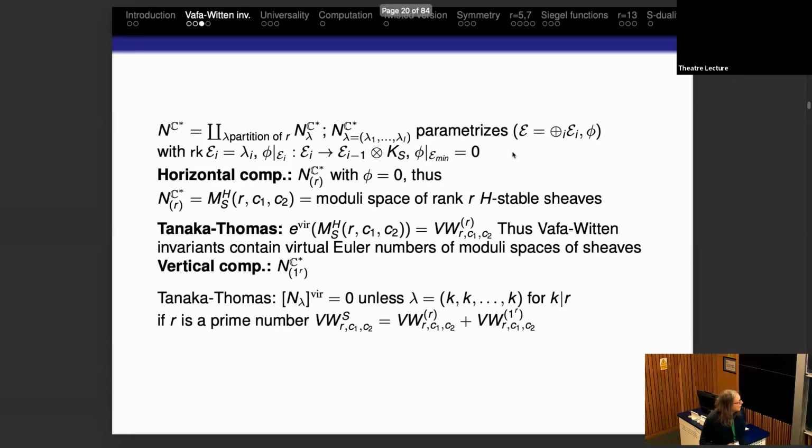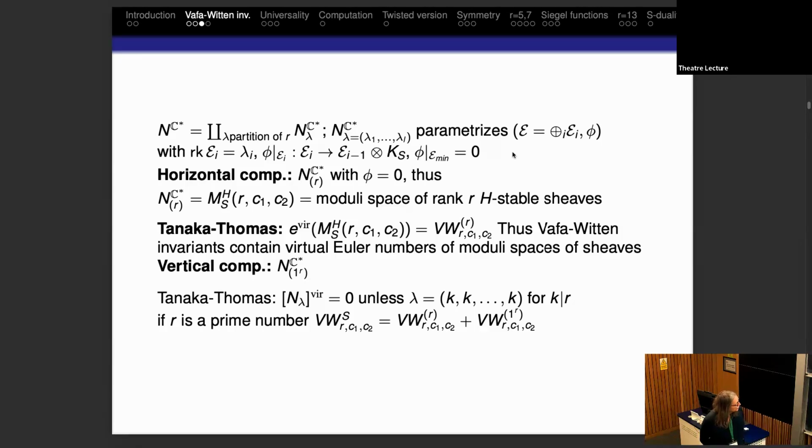Okay. And on the other side, the most extreme side, we have the vertical component, which is when the partition is just 1, 1, 1, 1, 1. That means the sheaf splits into rank 1 sheaves. So basically, ideal sheaves tensored by line bundles, and then the map always sends one to the next. The last one is sent to 0. And so that somehow should be related to the Hilbert scheme of points.